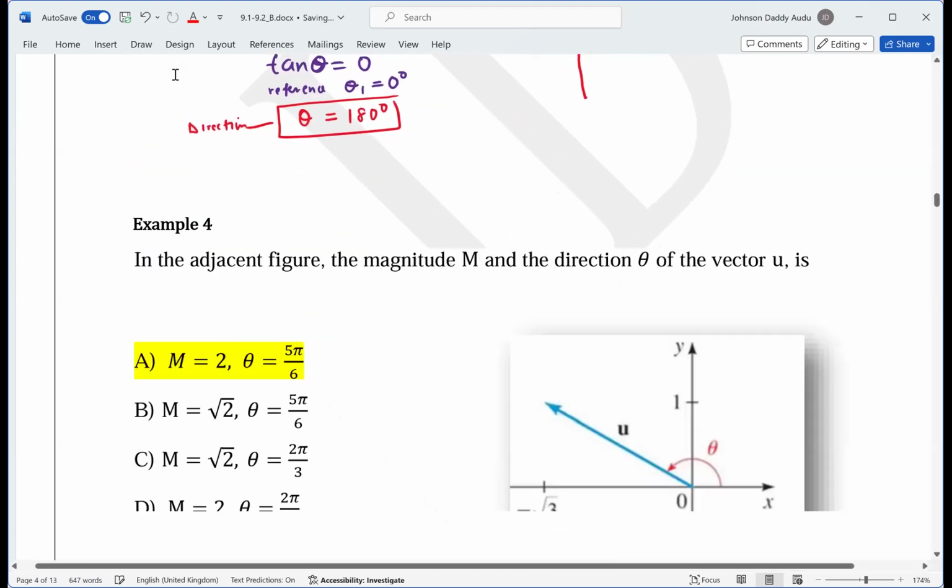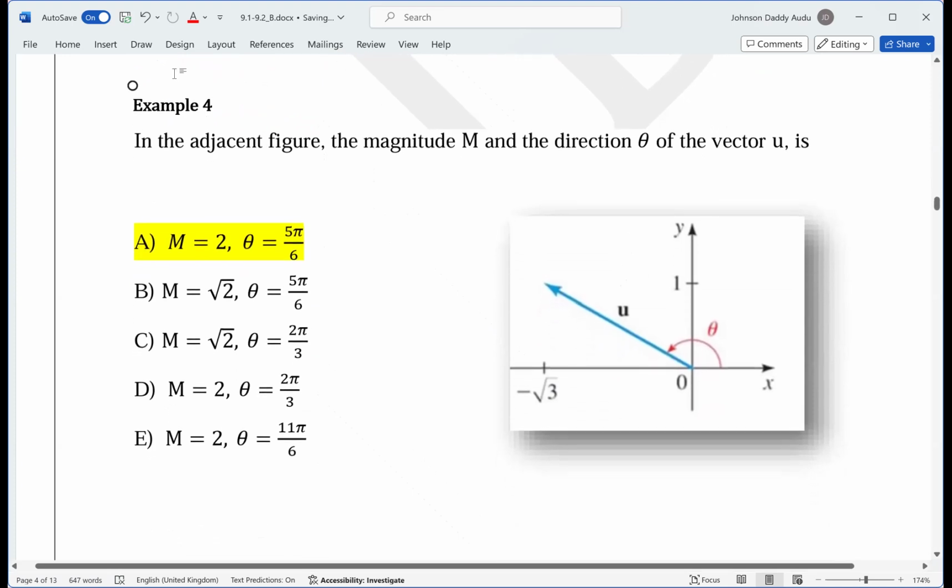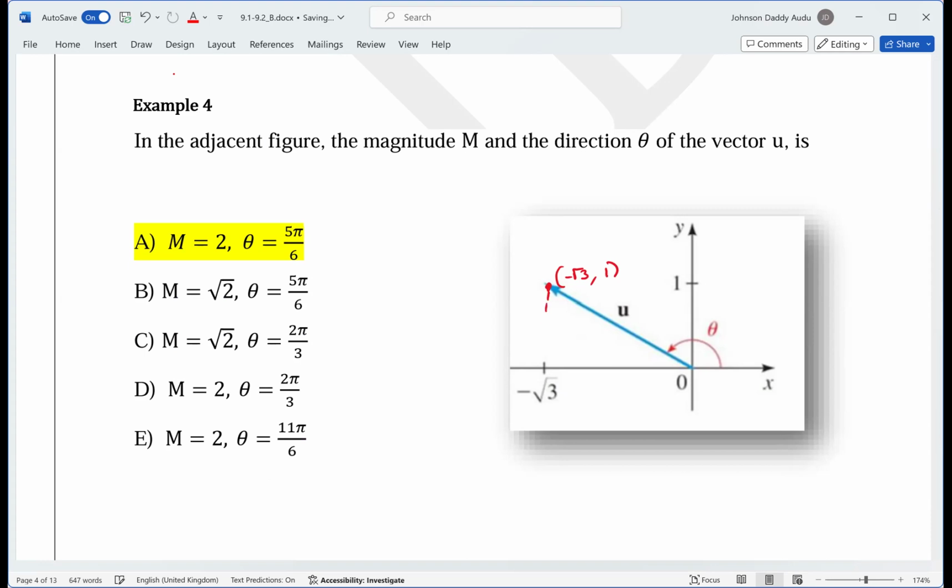All right, so example 4. Example 4, you have this, and you want to find the magnitude as well as the direction. So for the magnitude, you just need to know the horizontal component. If you look at the terminal, we know the point. This is the point, -√3 and what? And 1, right? So this is just going to be our A. A is -√3, and B is 1.